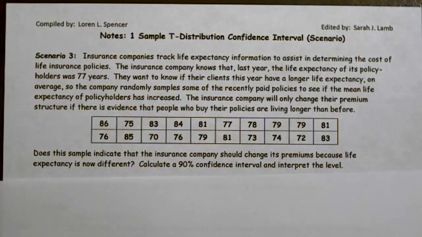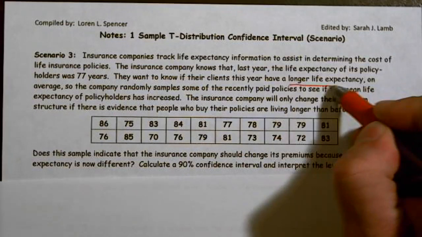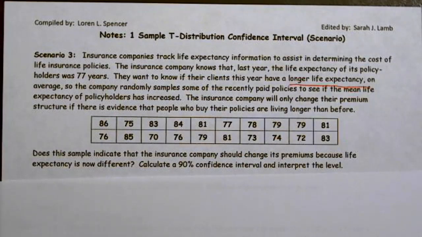Okay, this is an additional scenario on confidence intervals for the one sample T distribution. Insurance companies track life expectancy information to assist in determining the cost of life insurance policies. The insurance company knows that last year, the life expectancy of its policyholders was 77 years. They want to know if their clients this year have a longer life expectancy on average. This is what we're looking for. That's what they're interested in.